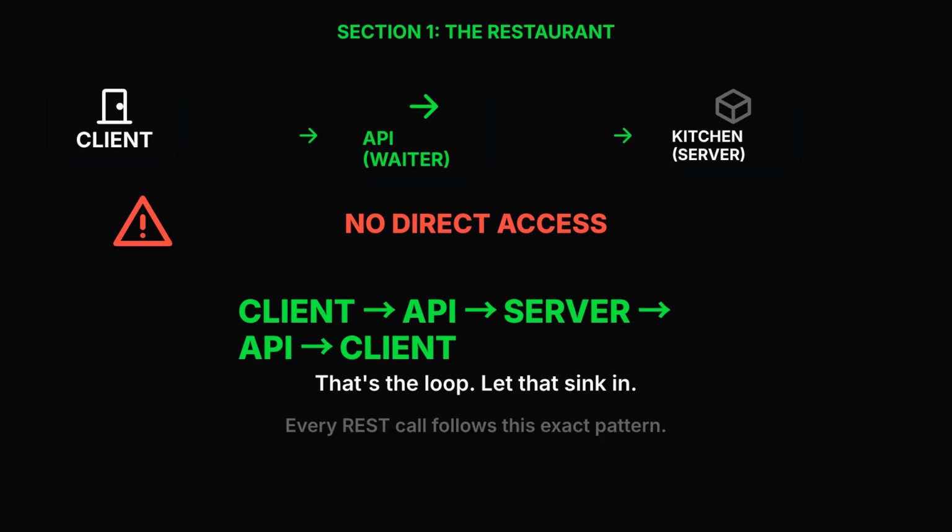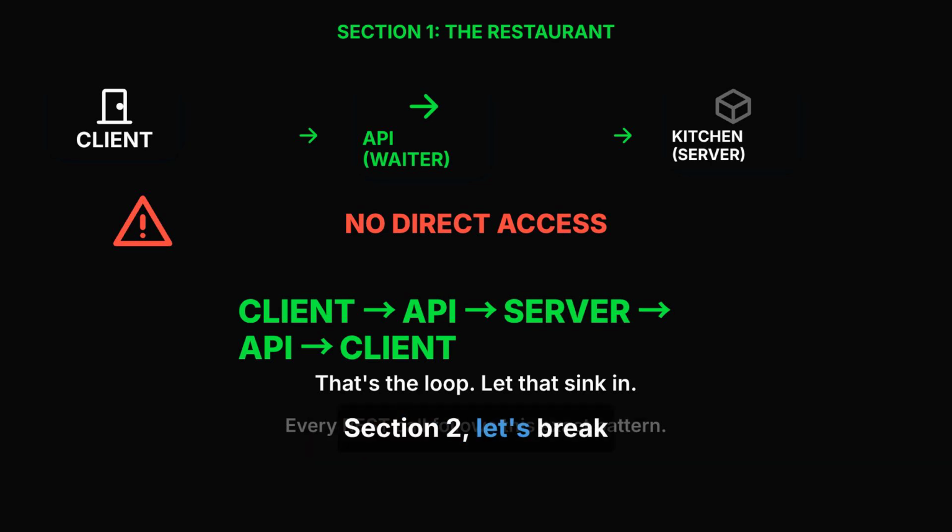That would be chaos. Instead, a waiter takes your order. That waiter is the API. It takes your request, brings it to the kitchen, waits for the food, and brings back exactly what you asked for. The response: client, API, server, API, client. That's the loop. Let that sink in, because every REST call you ever make follows this exact pattern.